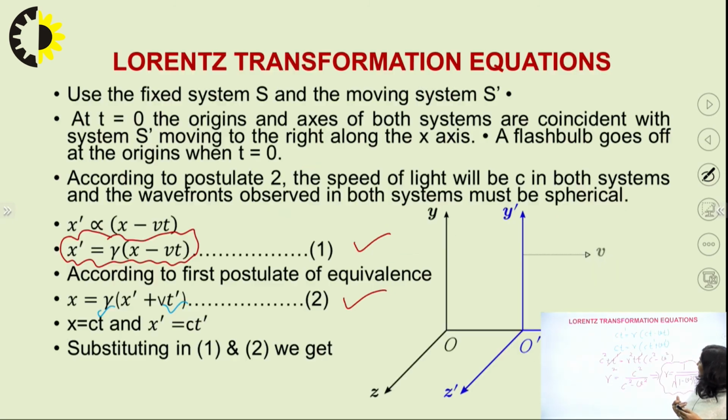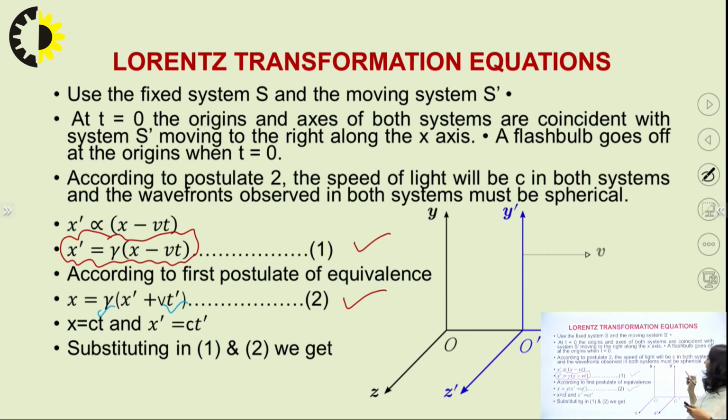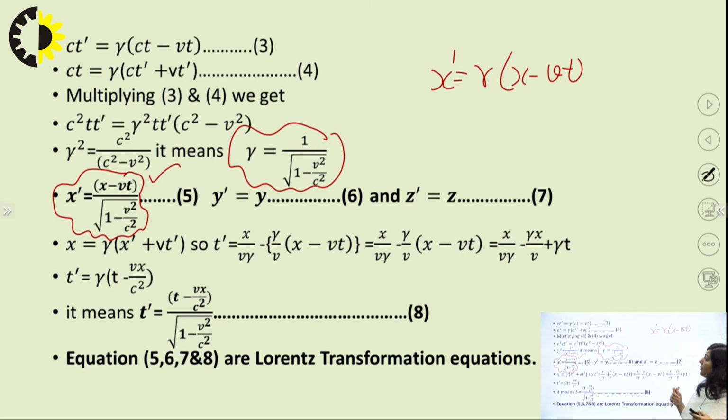And you can see from the previous slide that the direction of motion is only along the x-axis. So it means the change is only along the x-axis. There is no movement of S dash along the y or z axis. Because of that reason, the next two transformation equations are in the same form. That is, no change along the y-axis: y dash is y and z dash equals z. You can understand it like this.